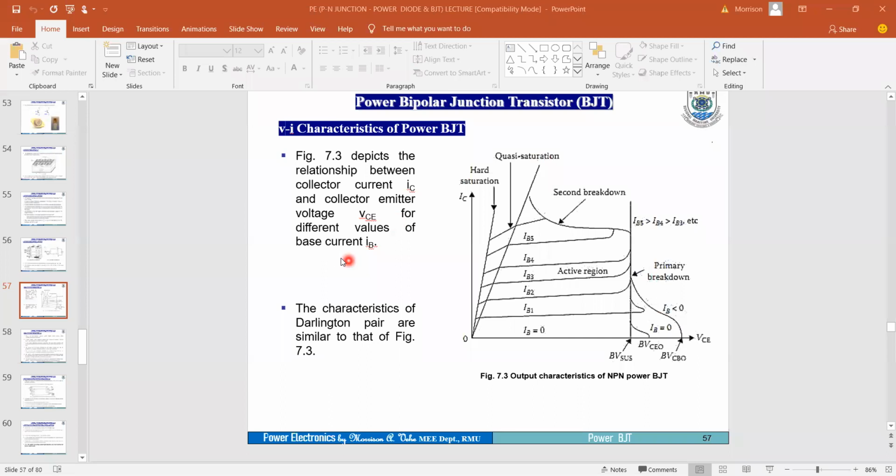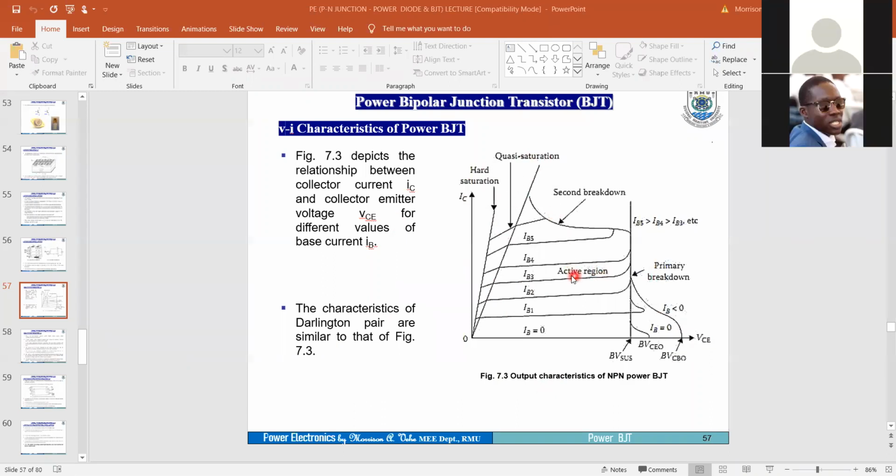Now, the characteristics of the Darlington pair are quite similar to what we have here. So briefly, let's just describe this. As you can see, we have the collector current IC on the vertical axis, and the collector emitter voltage VCE on the horizontal axis. Then we have what we call the hard saturation region, and then the quasi-saturation region, and also the active region. So basically we establish three regions: the hard saturation, the quasi-saturation, and then the active region.